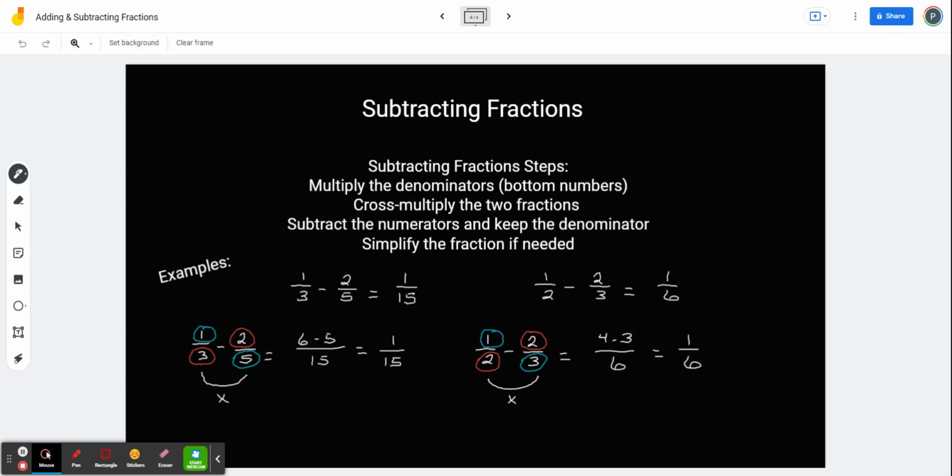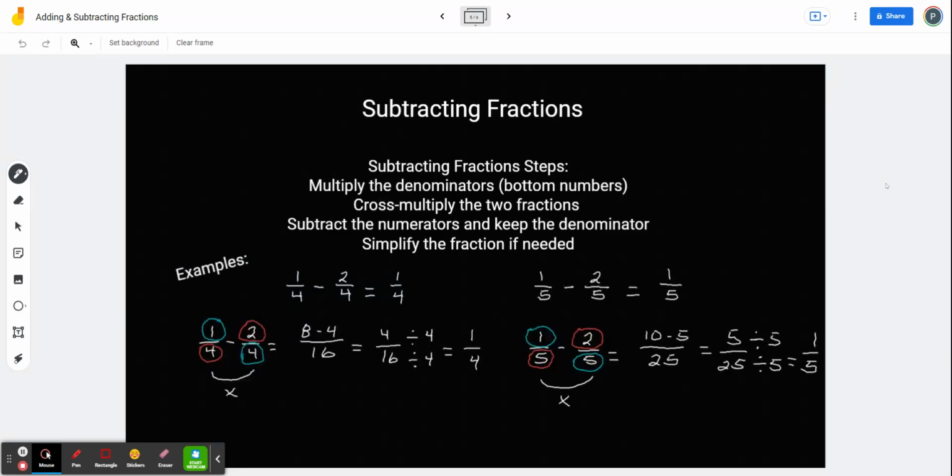1/2 minus 2/3 will equal 1/6. First step, multiply the denominators. 2 times 3 equals 6. Cross multiply the two fractions. 2 times 2 equals 4. 1 times 3 equals 3. 4 minus 3 equals 1. The answer is 1/6. All right, here's some more examples.